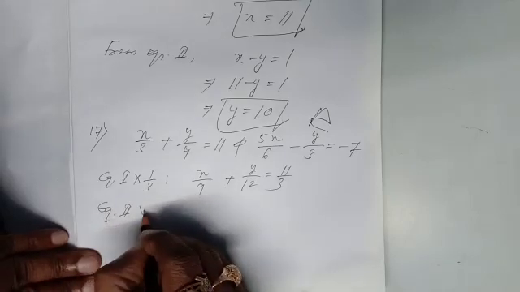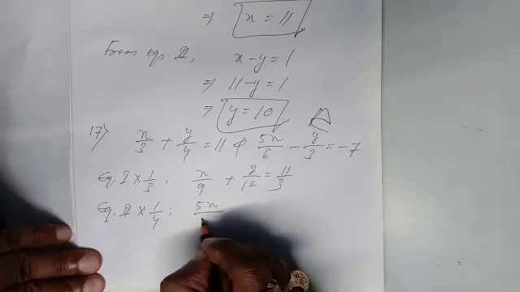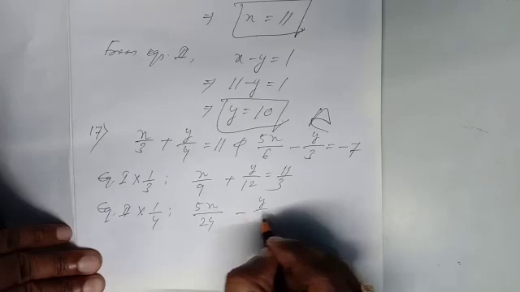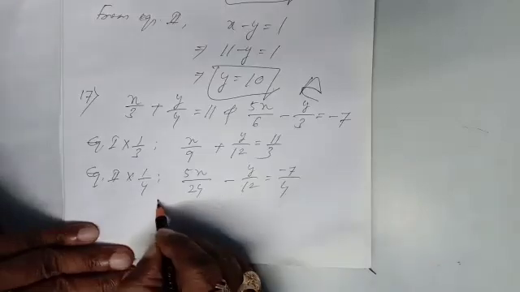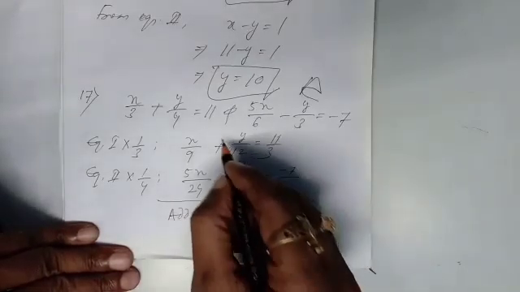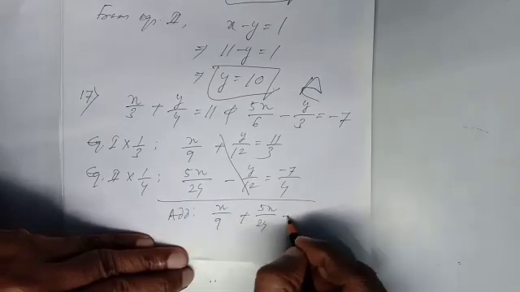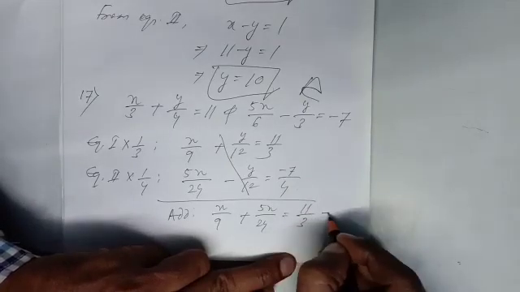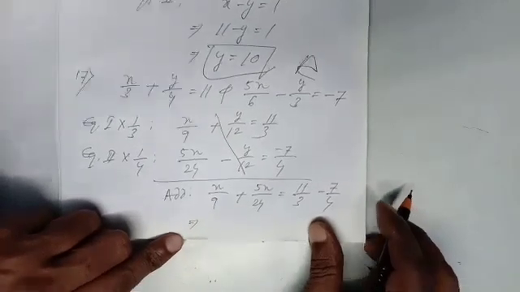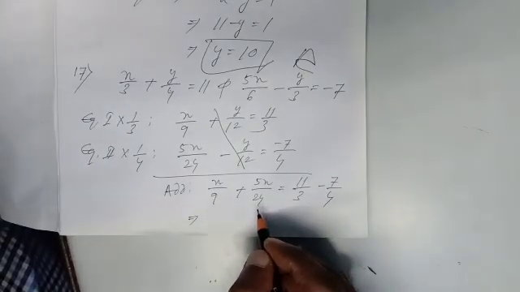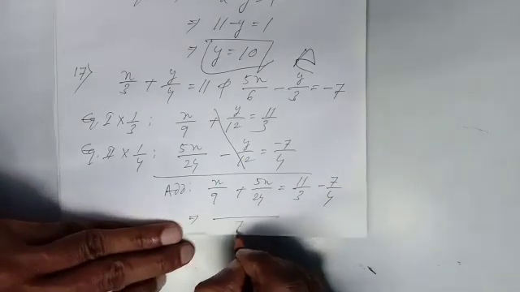Equation 2 into 1 by 4 multiplied. This will be 5x by 24 minus y by 12 is equal to minus 7 by 4. Now you add. After addition, what will you get here? The y terms will be cancelled out. x by 9 plus 5x by 24 is equal to 11 by 3 minus 7 by 4. So what is the LCM of 9 and 24? Just write the LCM. LCM will be 72.